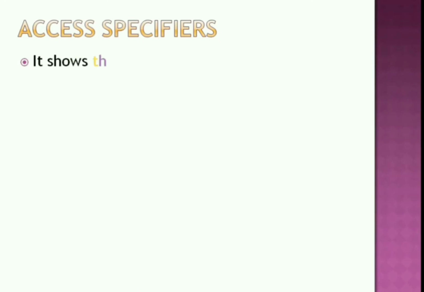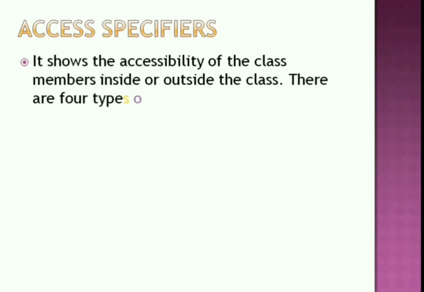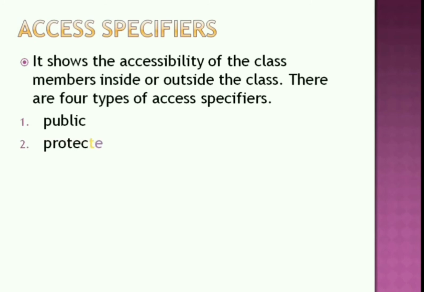It shows the accessibility of the class members inside or outside the class. There are 4 types of access specifiers. First, public. Second, protected. Third, private, and the fourth is the default.